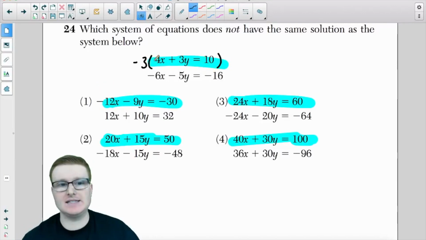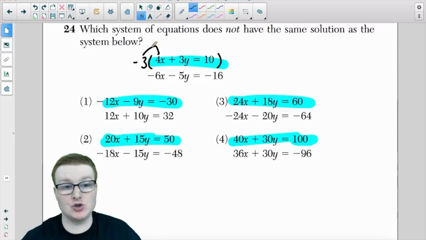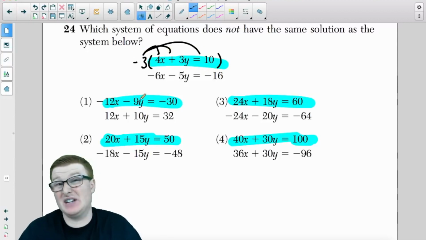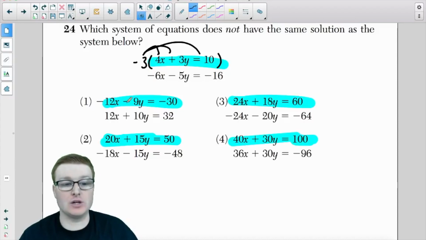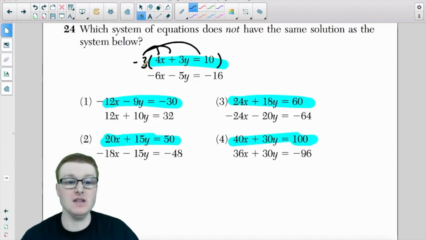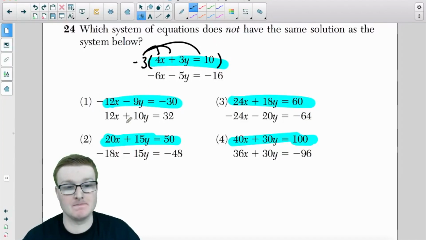So your job is to take that negative 3 and distribute it into all the numbers, and let's see if it equals that. Negative 3 times 4 gives you negative 12. Good. Negative 3 times 3 gives you negative 9. Good. Negative 3 times 10 gives you negative 30. Good. So far, that's a good answer. Let's take a look at the other one.